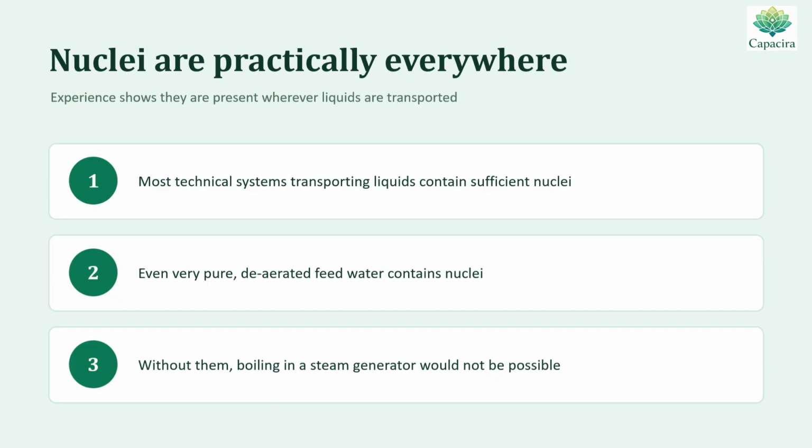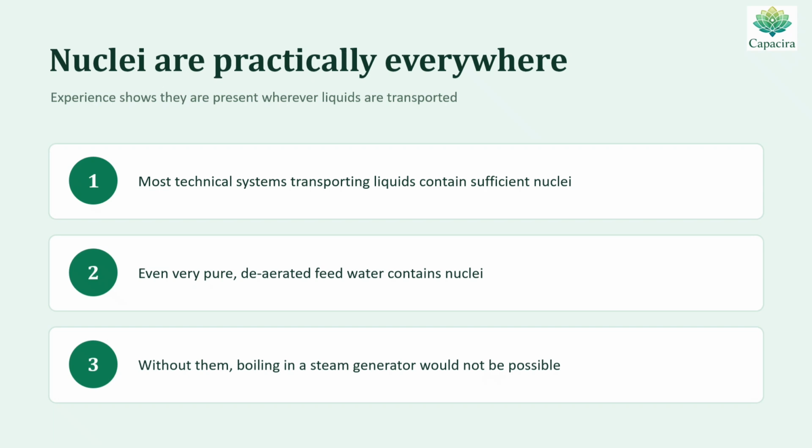This is why engineers assume that cavitation nuclei always exist. Experience shows they are present wherever liquids are transported. Examples include centrifugal pumps, pipelines, turbines, hydraulic machines.